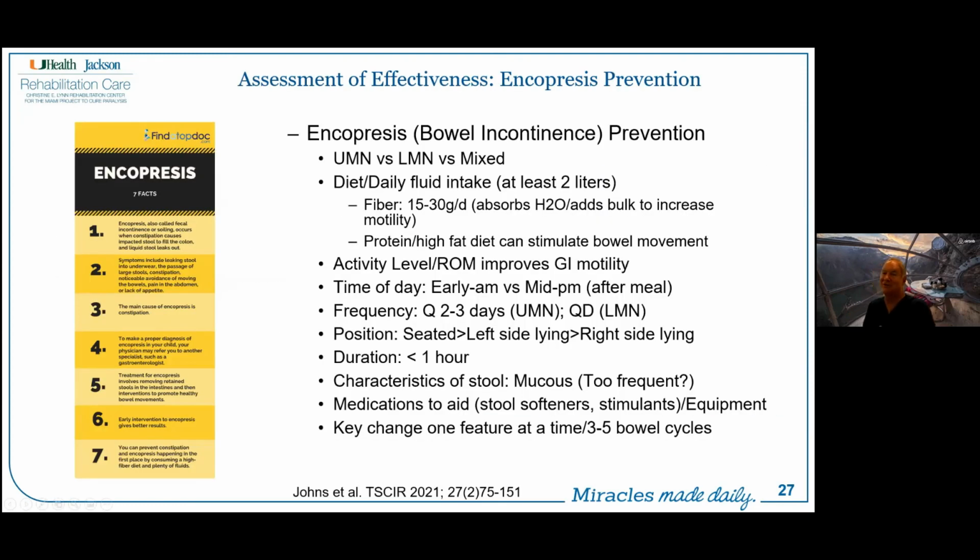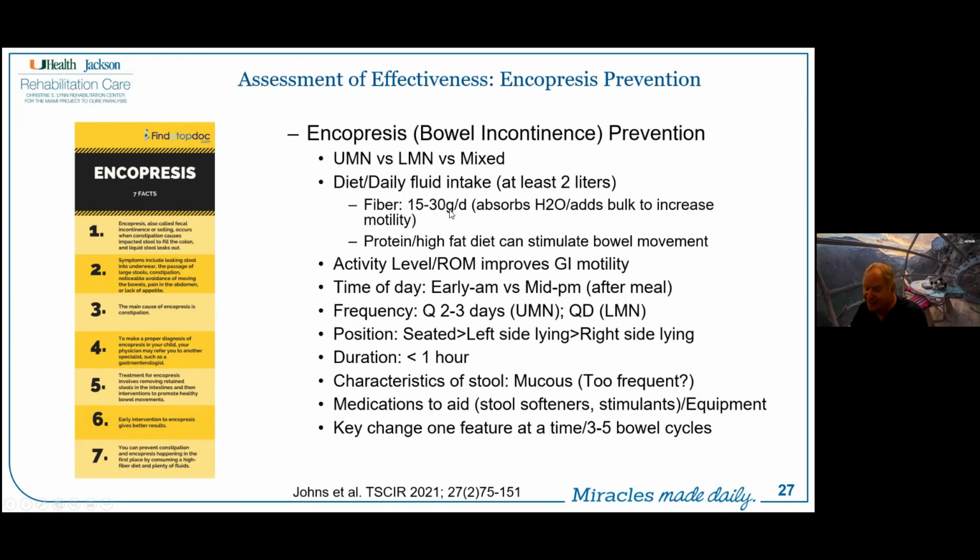What are we looking for? Encopresis prevention. Encopresis is bowel incontinence. And so we're trying to prevent the person having a bowel accident. And we're going to be assessing the program, whether it's upper motor neuron, lower motor neuron, or a mixed type of picture. We're still going to consider these things. We're going to be looking at diet and fluid intake, making sure that we have appropriate fiber.